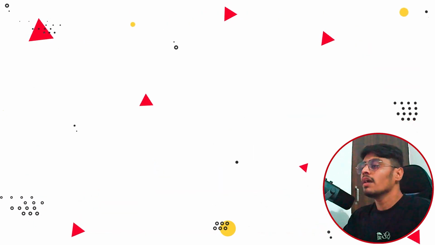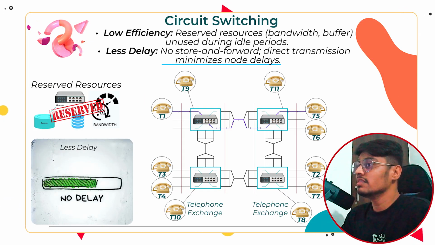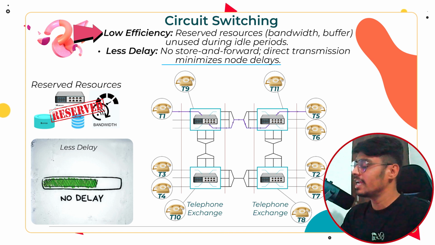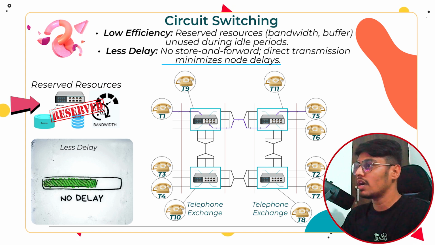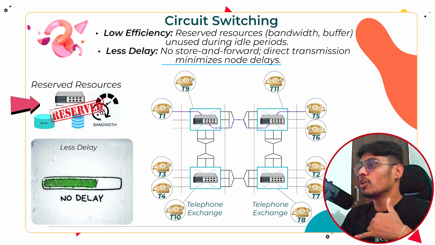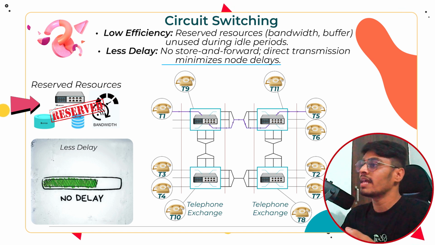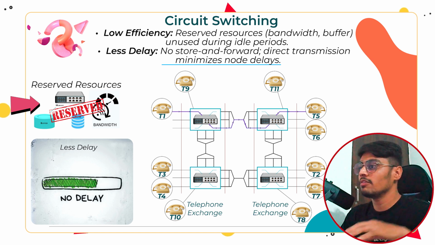This is circuit switching. Now let's talk about efficiency. The efficiency of circuit switching is relatively low. Why? Because of the reservation system. When resources are reserved, others can't share them. Imagine you are talking to someone on the phone and say, wait for 2 minutes, I will finish my TV show and then I will talk to you. And you just put the receiver aside.